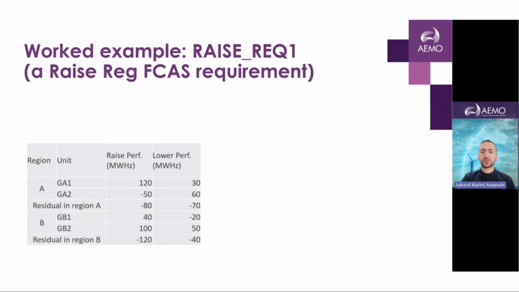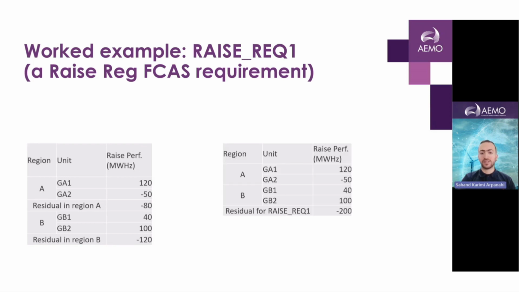In this part, we want to calculate the contribution factors of a raise requirement that includes both regions. Because it is a raise requirement, we use the raise performances to calculate the contribution factors. The second step is to aggregate the performance of residual in both regions to determine the performance of residual for the requirement. We also determine the absolute sum of all positive and the absolute sum of all negative performances. And now we can calculate the contribution factors for each unit.